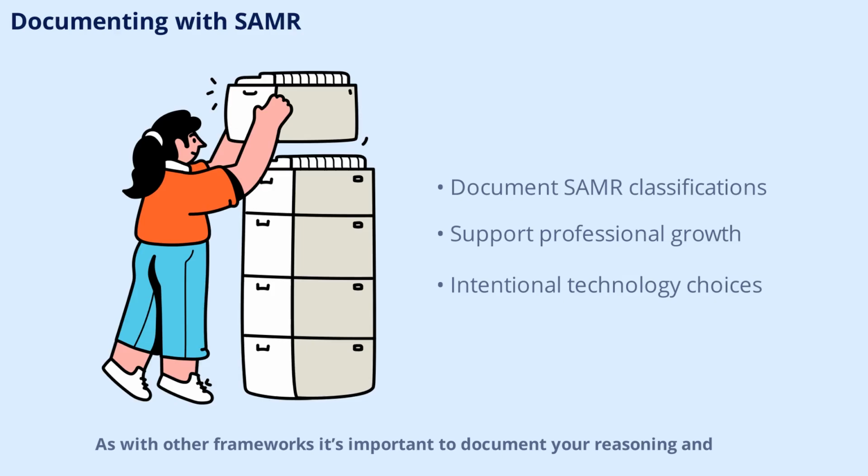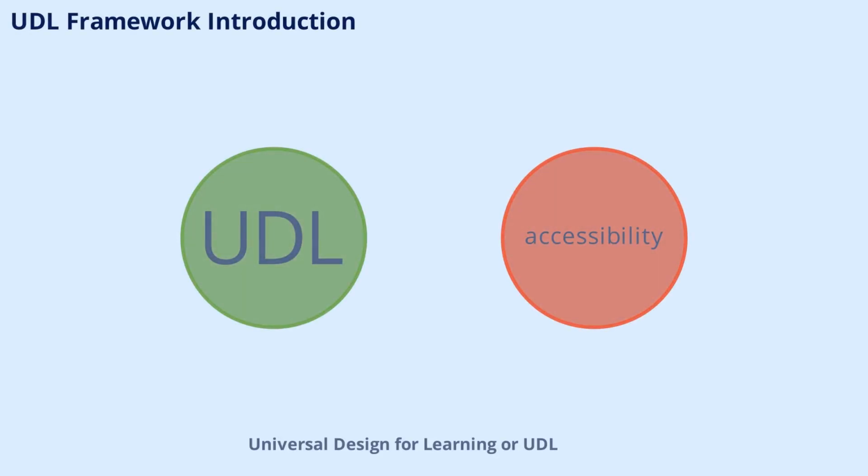As with other frameworks, it's important to document your reasoning and evidence when classifying a task using SAMR. This practice supports professional growth and helps you make more intentional technology choices in your teaching. Universal Design for Learning, or UDL, anticipates learner variability by providing multiple means of engagement, representation, and action or expression. UDL ensures that all students can access and participate in learning, regardless of their individual needs or preferences.